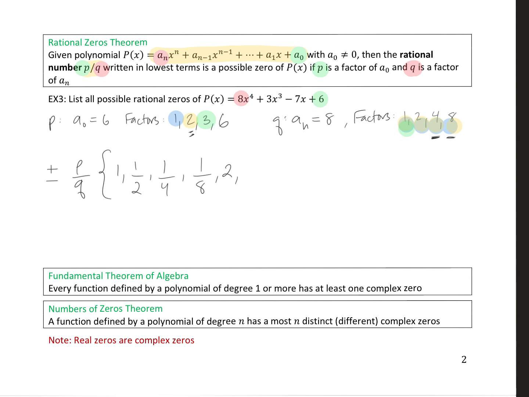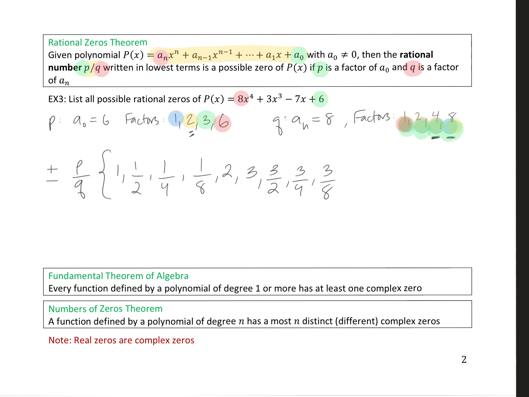Again, 3 divided by 1 is going to give me 3, which I don't have yet. Then 3 divided by 2, which is going to give me 3 over 2, which I also don't have. And then 3 divided by the 4, which is the fourth. And lastly, 3 divided by 8. I don't have either of those, so I'll go ahead and write those down. All right, almost done. Let's take a look at 6.